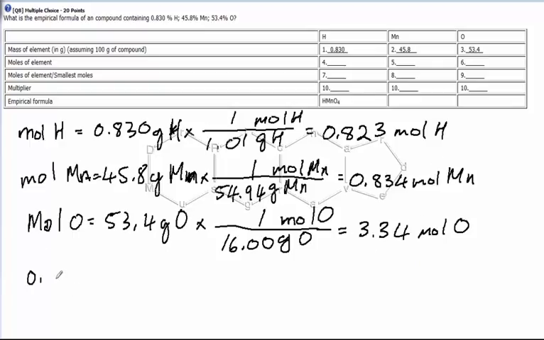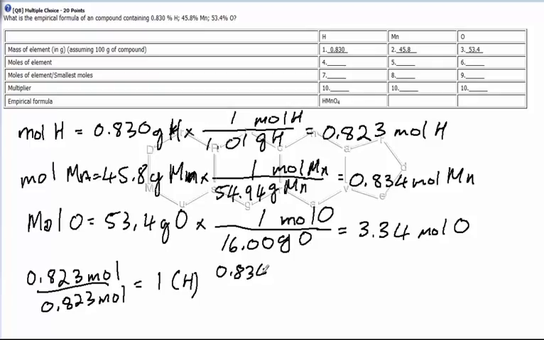Now the next thing we want to do is take each of these and divide through by the smallest one. So we can see that 0.823 moles, this is for hydrogen, divided by 0.823 moles. And that's going to be 1, and that's for the hydrogen. We're going to do the same thing for the manganese now. It'll be 0.834 moles divided by 0.823 moles. And that's going to be 0.988, which for all intents and purposes is going to end up being rounded to 1 anyway.